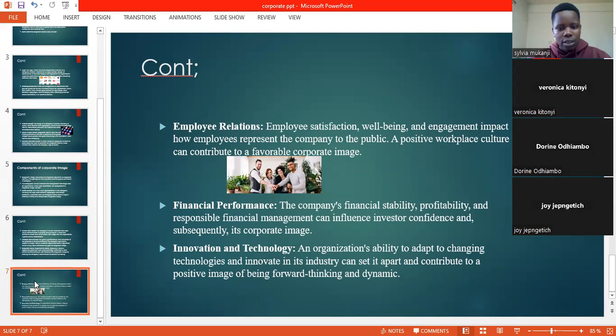Innovation and technology. Another component of corporate image is innovation and technology. An organization's ability to adapt to the changing technologies and innovate its industry can set it apart and contribute to a positive image of being forward-thinking and dynamic. That is the end of my lesson today.